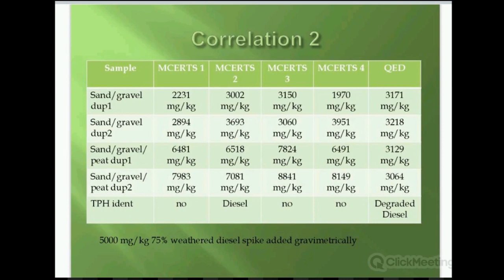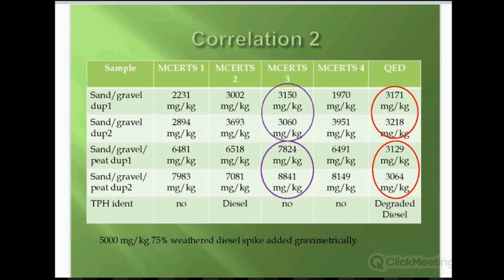There's actually quite a lot of variability between the labs as well, and that was also quite surprising. But the only thing that was consistent is that the labs routinely had much higher values for diesel or for TPH with the peat-containing material compared to just the non-peat material. And again, the QED not showing much variation at all. So you can see there that the results from the QED are pretty consistent across all 4 samples.